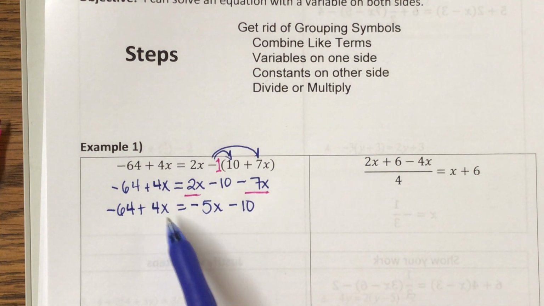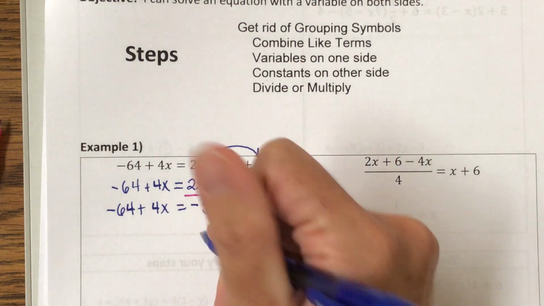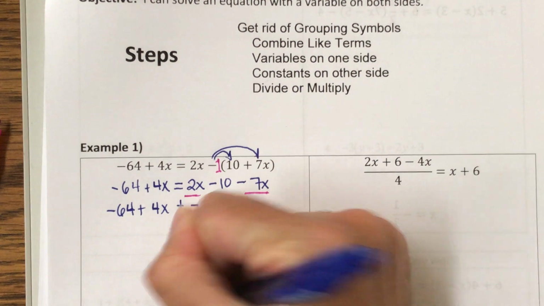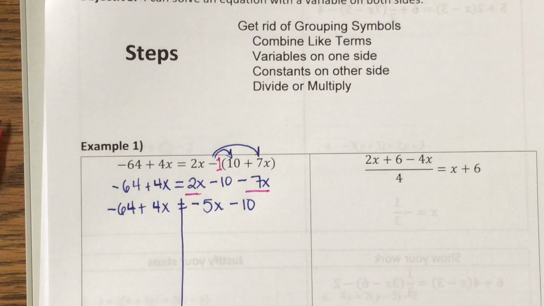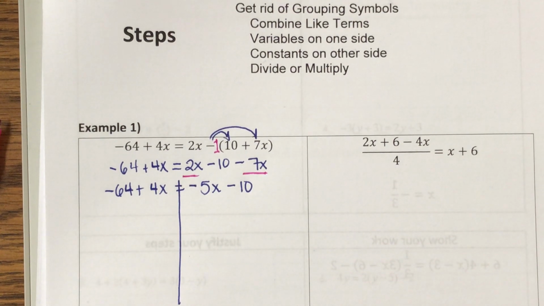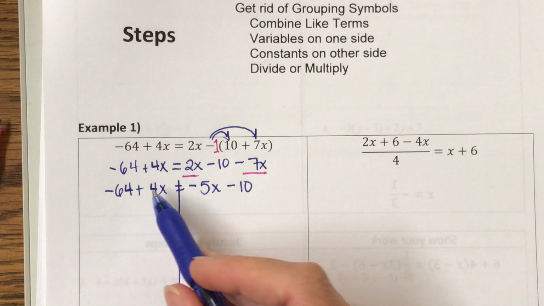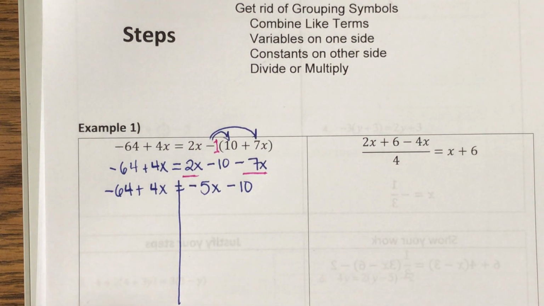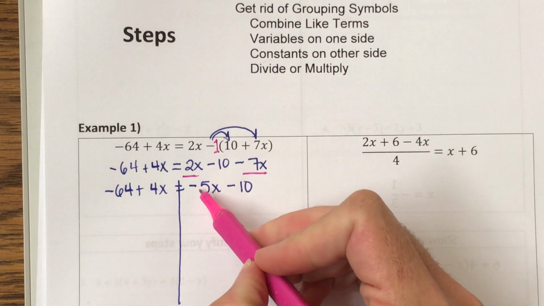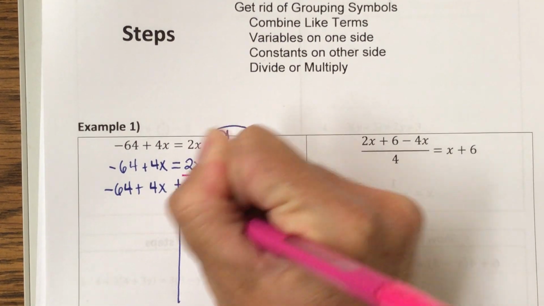I've got this 4x over here, and I've got this negative 5x, and I need to get them on the same side. So at this point, I'm going to draw this line, because now I'm going to start crossing the bridge. Anytime I cross that bridge, I always have to do the opposite. So I want to move the negative 5x over here. I could move the 4x with the negative 5x; it really doesn't matter. So I'm going to add 5x to 4x.